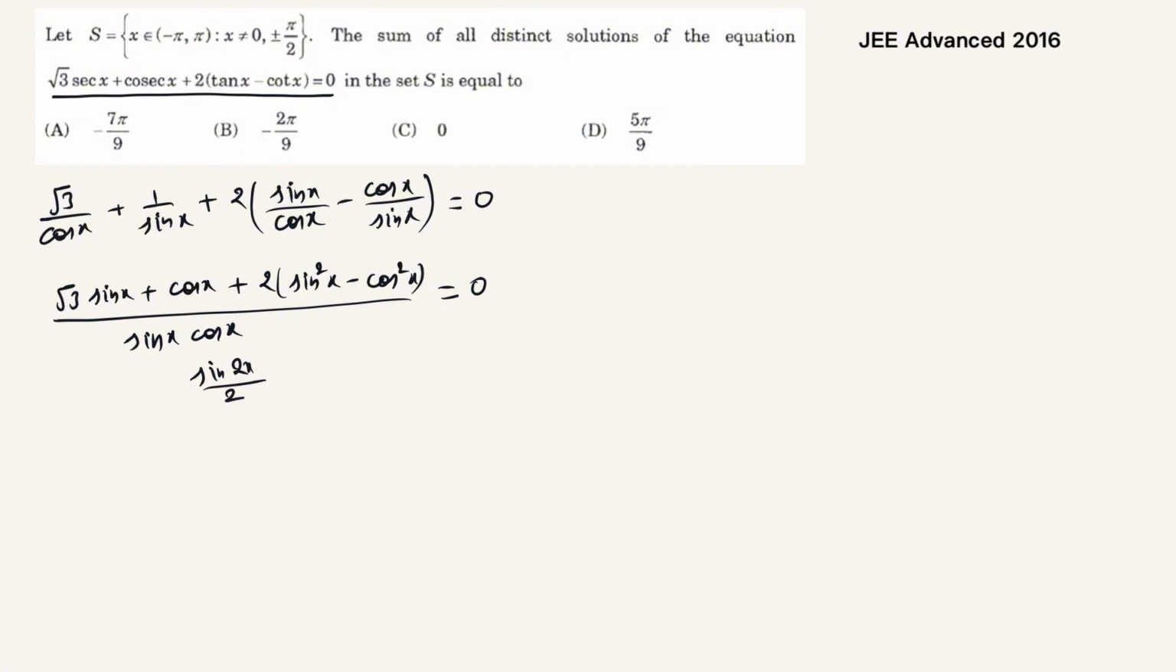And for this expression to be valid, the denominator should not be equal to 0. And we are already given that x is not 0 or plus minus pi by 2. Therefore, this is not 0, and that is fine. And we can take sin x cos x to the right hand side, and it will be 0. So that's okay. After that, this is our equation.